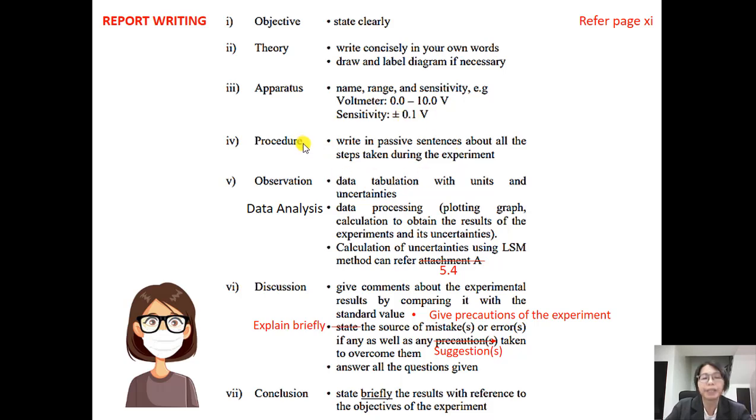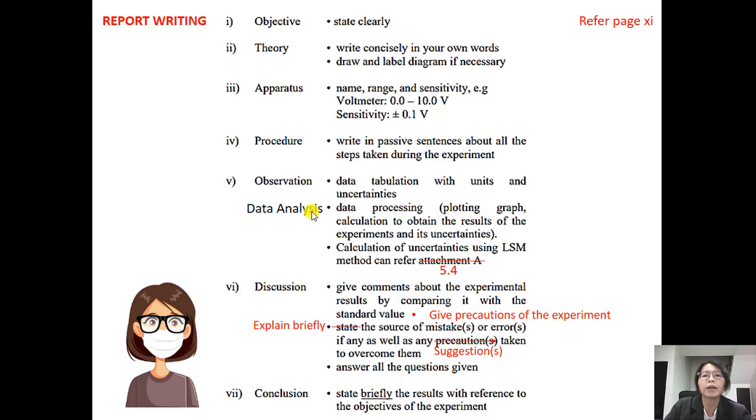Then follow with the procedure. We are going to write the procedure in passive sentences about the steps taken during the experiment. Then we have the observations. Under the observations, we are going to put down the data tabulation with units and uncertainties according to the measuring apparatus we use. Then follow with the data analysis.